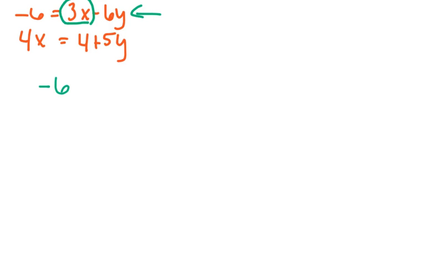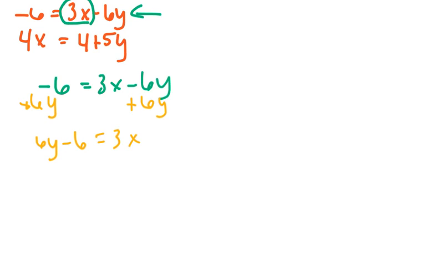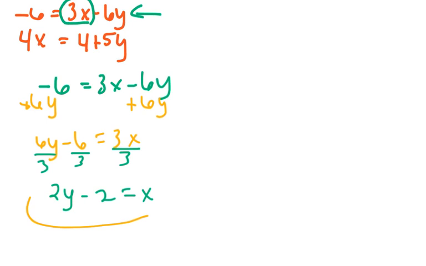So negative 6 equals 3x minus 6y. And again, I'm solving for x. I want to get everything on the other side, so I'm going to add 6y. So I have 6y minus 6 equals 3x. And now to get x by itself, divide by 3 to get 2y minus 2 equals x. Okay, so we have what x equals.